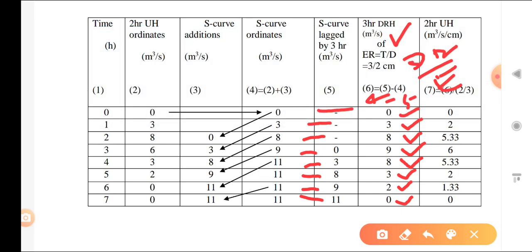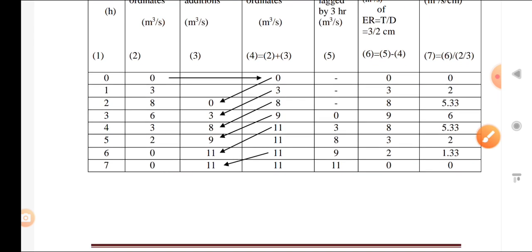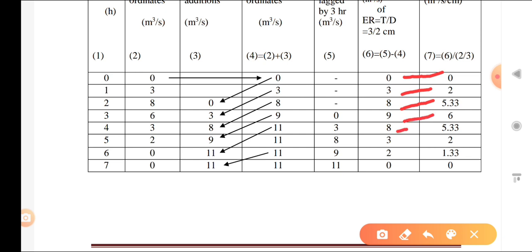Column 7 is column 6 multiplied by 2/3. So column 7 is how much? 0 multiplied by 2/3, it is 0. 3 multiplied by 2/3, it is 2. 8 multiplied by 2/3, it is 5.33. 9 multiplied by 2/3, it is 6. Then 8 multiplied by 2/3, it is 5.33. 3 multiplied by 2/3, it is 2. 2 multiplied by 2/3, it is 1.33.